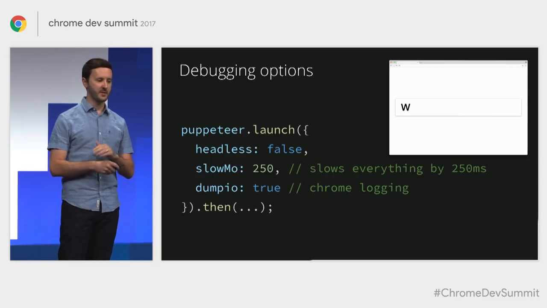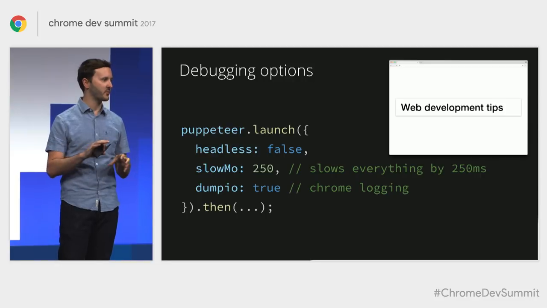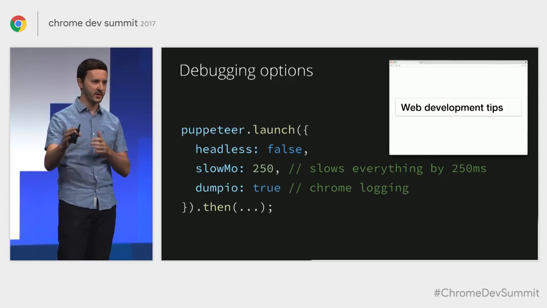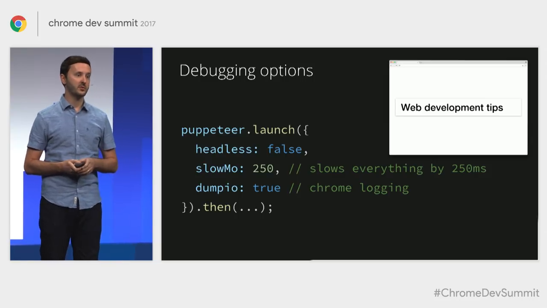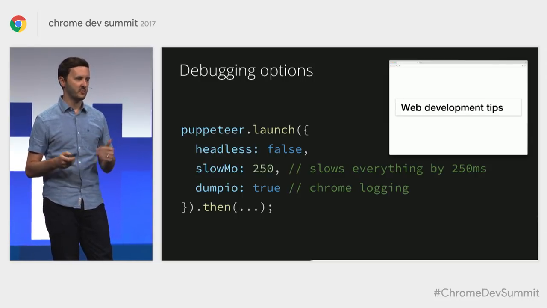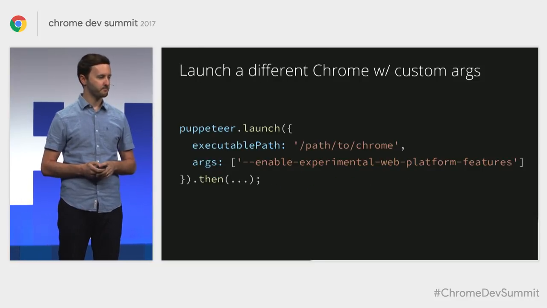Now, slow-mo is something I've been showing you this entire time through all these screenshots. It actually slows down all the operations Puppeteer does. So it'll slow down typing as if it were a user. It'll slow down navigation and kind of mimic user behavior. And dump IO is really nice because it'll give you extra information from Chrome. Chrome logs a bunch of stuff. And if your scripts are crashing, that's a good one to throw on.